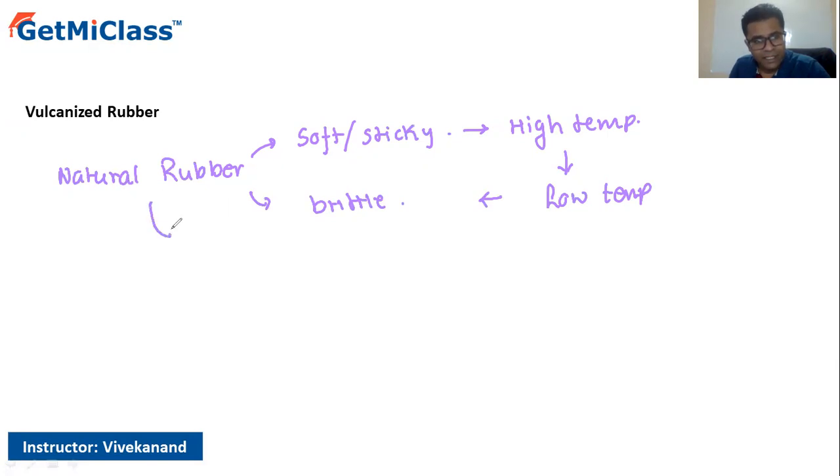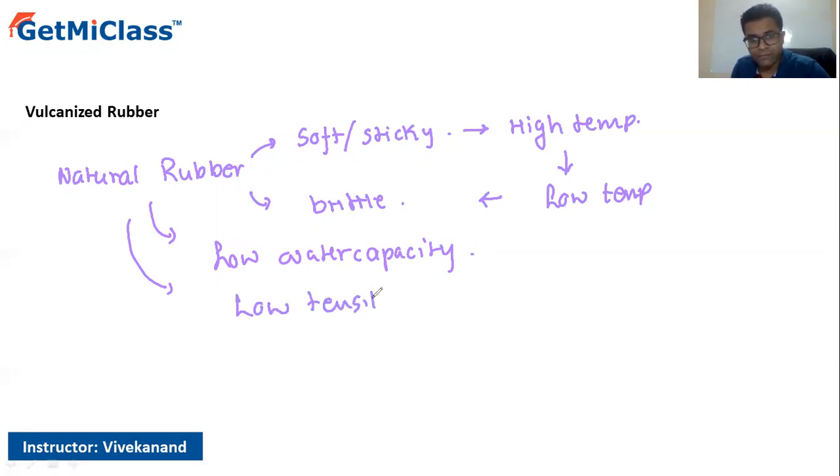Now, these natural rubbers also exhibit different properties. They have very low water absorption capacity. Secondly, we also observe that they have very low tensile strength. We can also see other things, such as low abrasion strength or resistance.